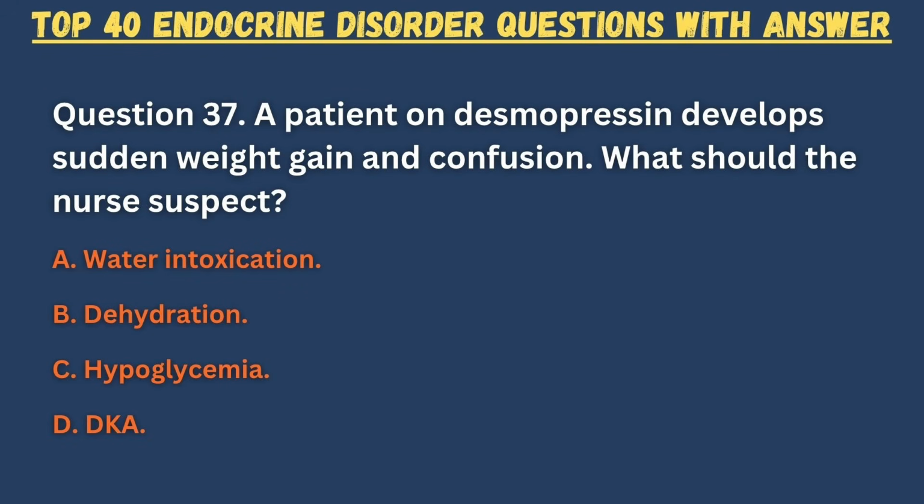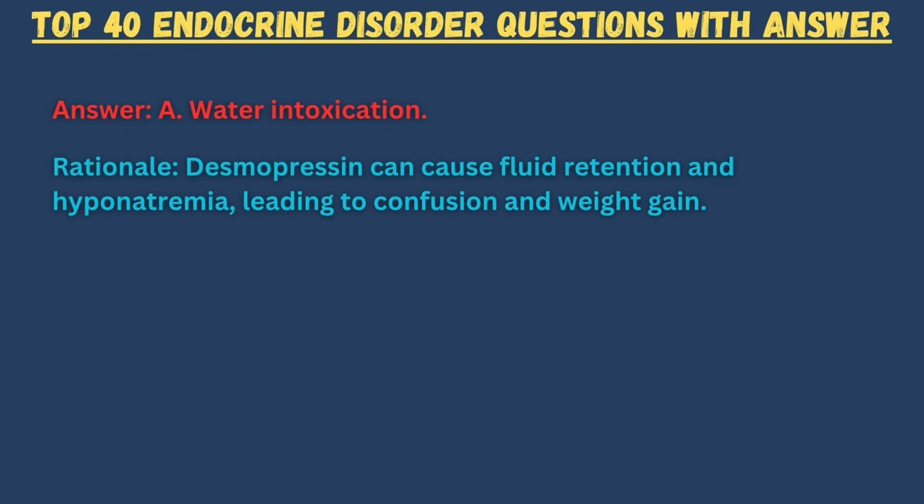Question 37. A patient on desmopressin develops sudden weight gain and confusion. What should the nurse suspect? A. Water intoxication. B. Dehydration. C. Hypoglycemia. D. DKA. Answer: A. Water intoxication. Rationale: desmopressin can cause fluid retention and hyponatremia, leading to confusion and weight gain.